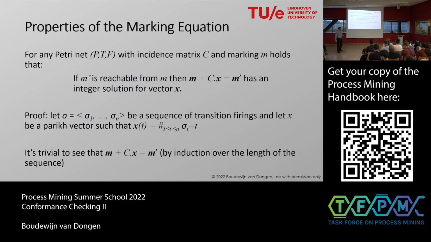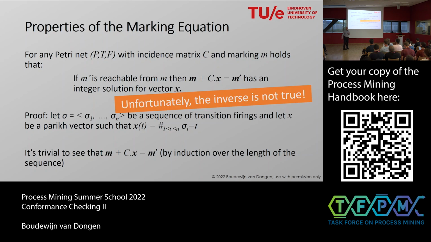However, the inverse is not true. That would be cool, right? If the inverse would have been true, that would mean that we take a synchronous product, we solve this integer linear program, and we get a firing sequence of that model, which is immediately an alignment. But unfortunately, the inverse doesn't hold. So can we still use this? Now, we'll see how to use this in alignments today.